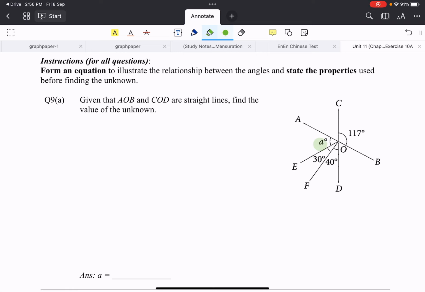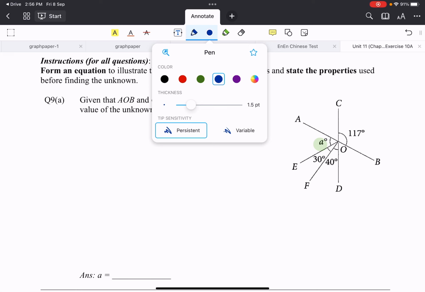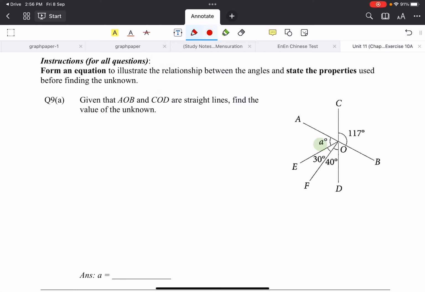Well, using some of the properties that we know with regards to intersecting lines, let me highlight for you, maybe change to a red pen. You can see that this line over here, CD, and this line over here, AB, they intersect in this manner. The angles opposite each other are actually of the same value. We are aware of that. So from here we can write down: angle AOD is equal to angle COB.